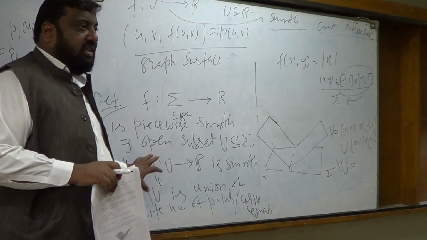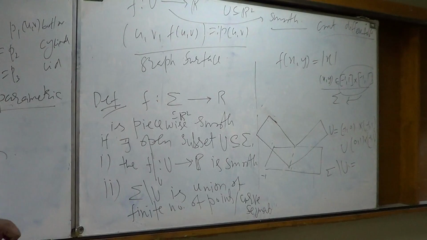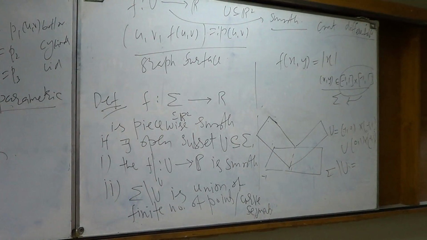Piecewise smooth surface, its graph is a piecewise smooth surface. Okay? And we're going to play with such kind of f's for which you have piecewise smooth surfaces, whose graph is a piecewise smooth surface. Okay? Okay. So now we are moving to what?